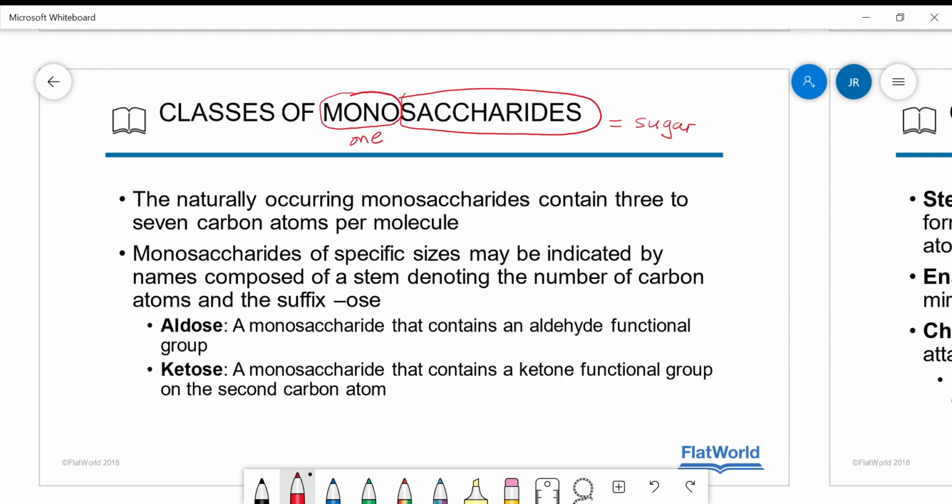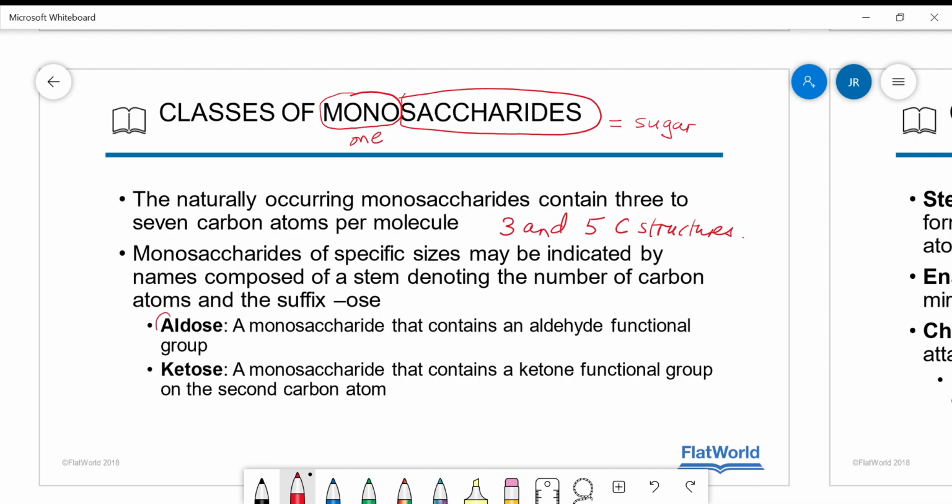For the most part, we'll consider 3 and 5 carbon structures for this course. We'll mention a few others, but only just so we can be exposed to them. But we'll be looking at 3 carbon sugars and 5 carbon sugars. And they come in 2 major families.